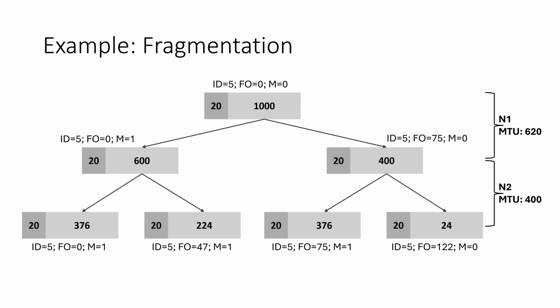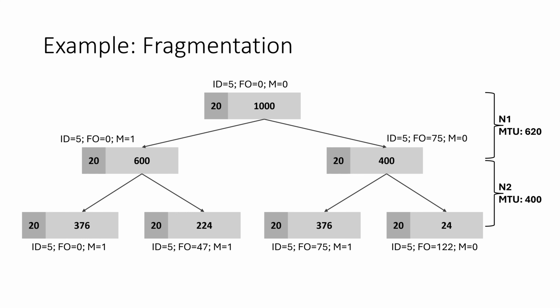Out of this, 1000 bytes is the actual data payload coming from the transport layer, and 20 bytes is the IP header. Now, this packet has to travel through two different networks. First one, called N1, has a maximum transmission unit, or MTU, of 620 bytes, and the second one, N2, has an MTU of just 400 bytes.